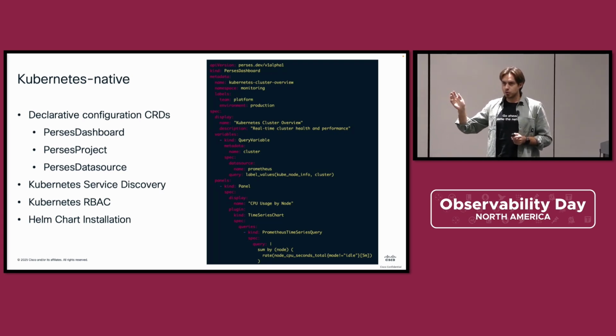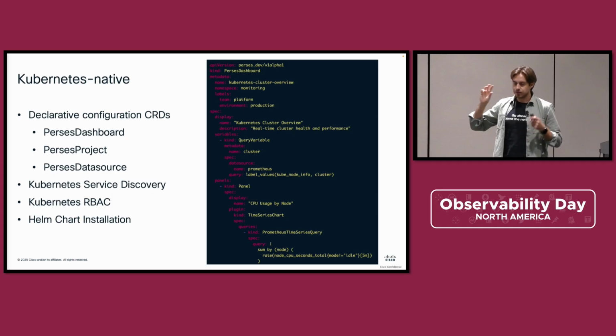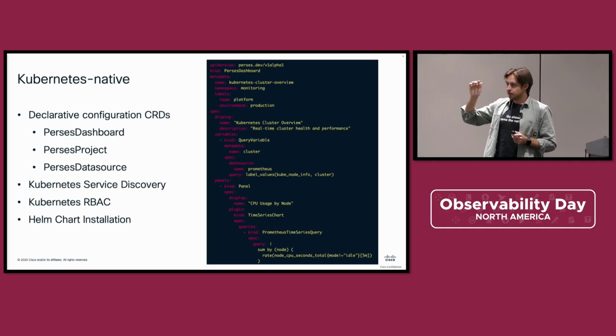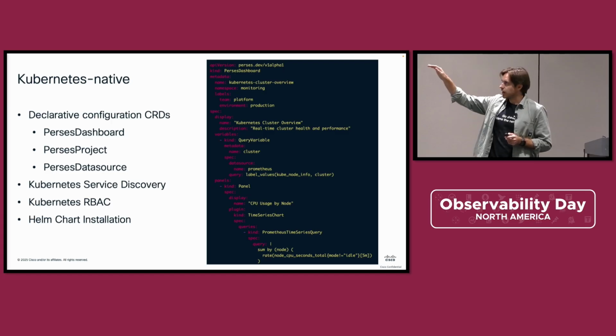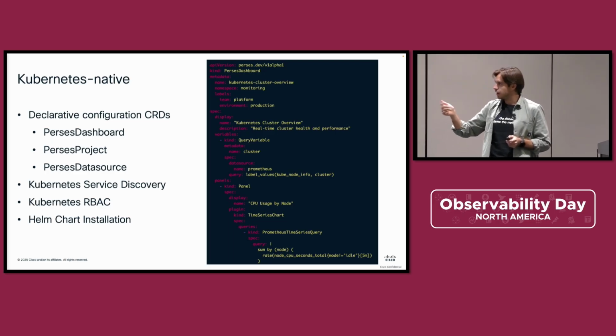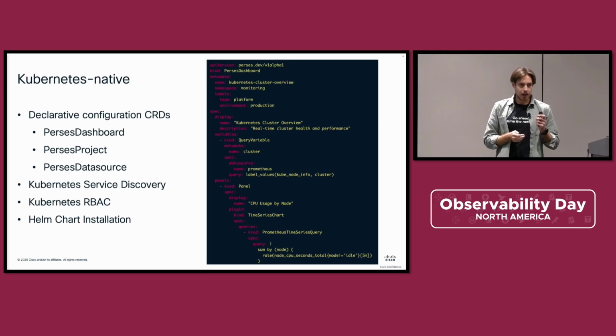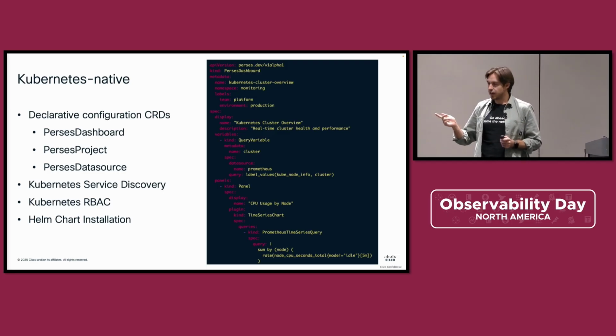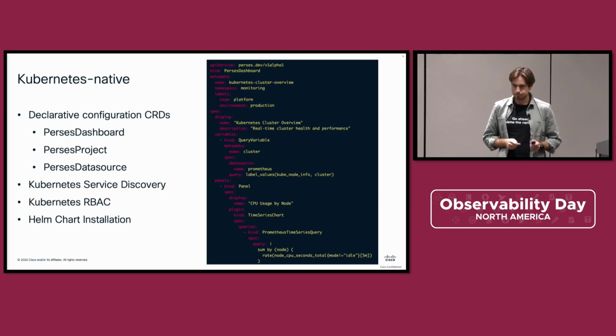When that tool was built, we were using Kubernetes in mind. So they created it from the ground up, which means that the configuration follows a CRD format. They have CRDs for dashboard, data source, and project. They also have RBAC for permissions, and they also have a Helm chart for installing on your Kubernetes.